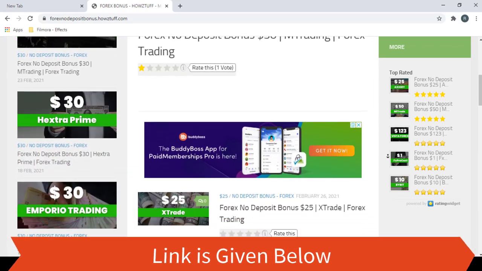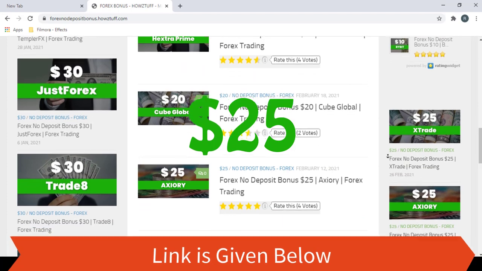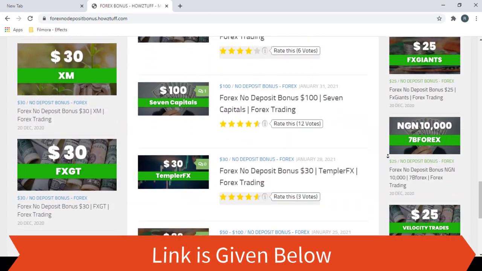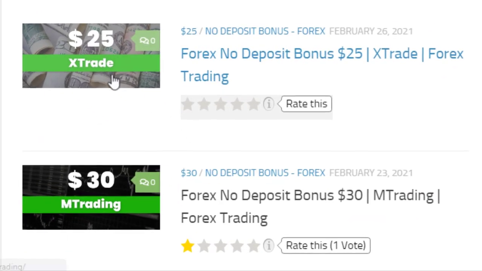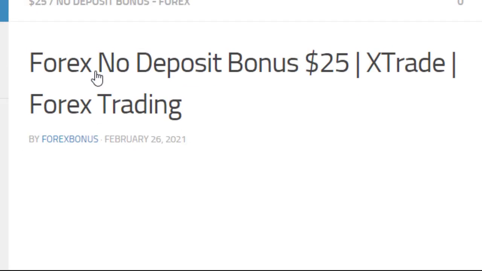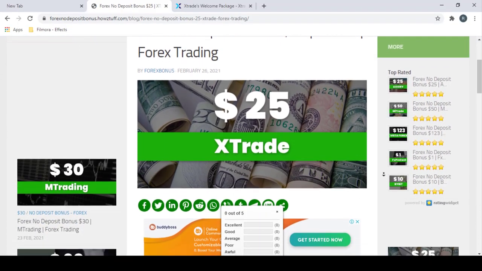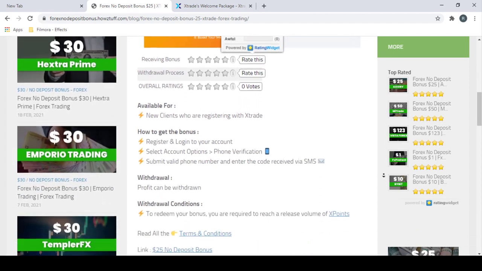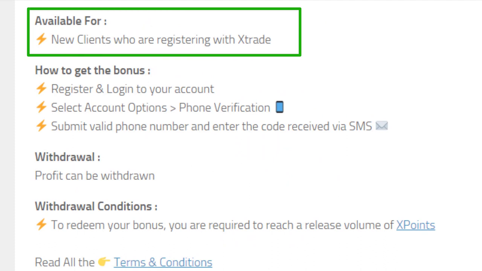Today we are here to give information about your $25 no deposit bonus given by XTrade. As per the stated information on the XTrade website, this website has summarized some important points. Okay, let's go through the details. This $25 bonus is available for new clients who are registering with them.